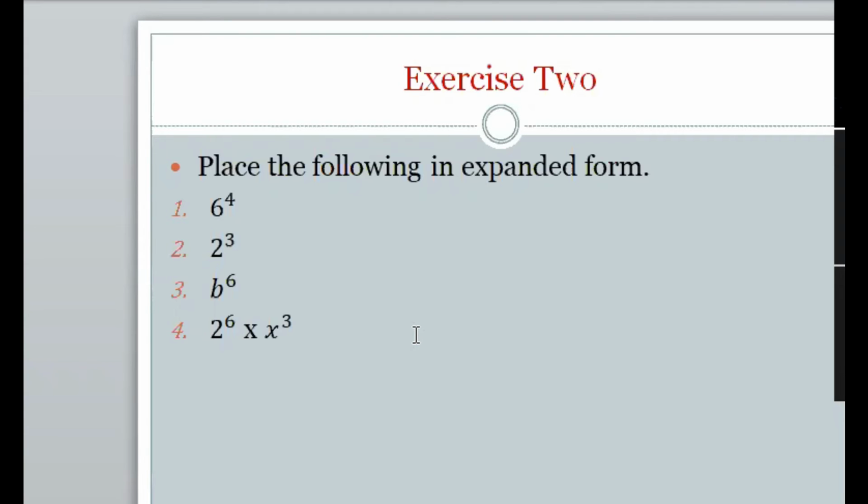Dushana, the next question. Miss, 2 times 2 times 2. Very good. Rochelle, the next question. Miss, B times B times B times B times B times B. Good. Very good. And Sharonda, the next question. Miss, 2 times 2 times 2 times 2 times 2 times 2 times X times X times X. Very good, girl.